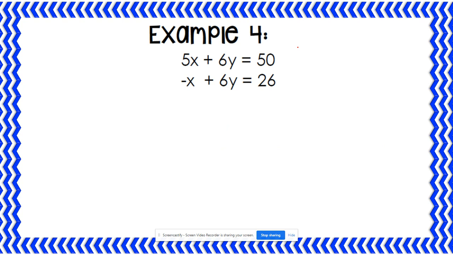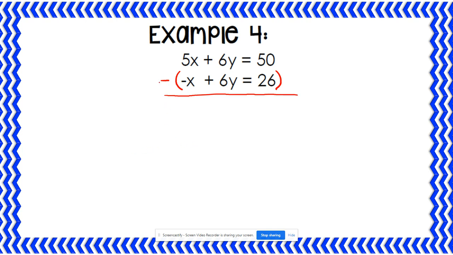And our last example for today, in this example, I have 5 as my coefficient for x in this equation, and negative 1 is the coefficient for x in my second equation. Those aren't going to make a zero pair, so I'll look at my y's. For this one, I have positive 6, and this one I also have positive 6. So because those technically don't make a zero pair, I can make them make a zero pair by subtracting this second equation from the first equation.